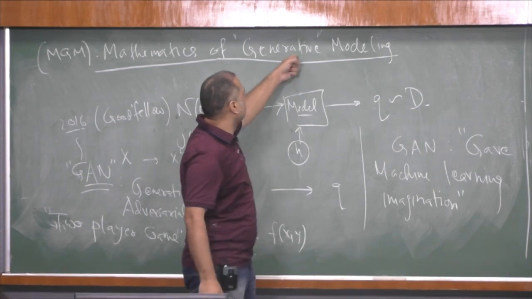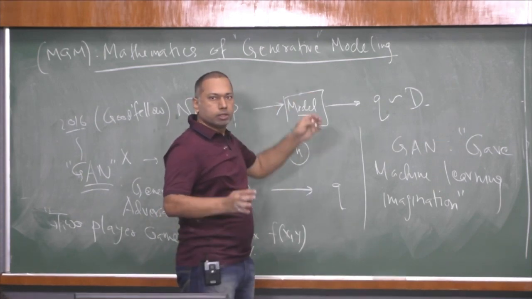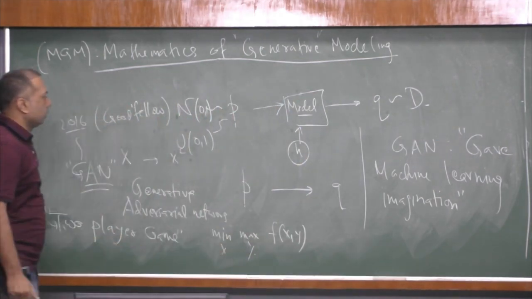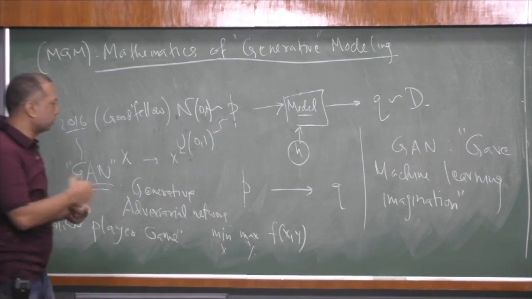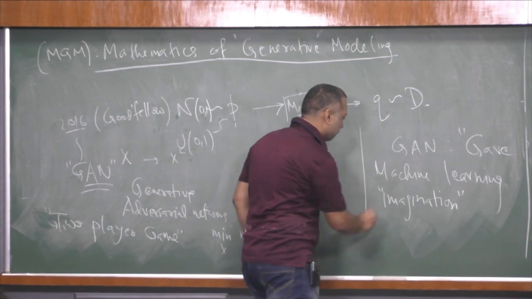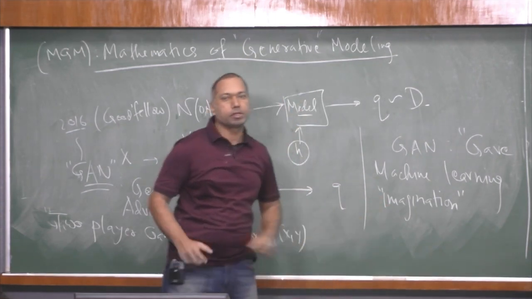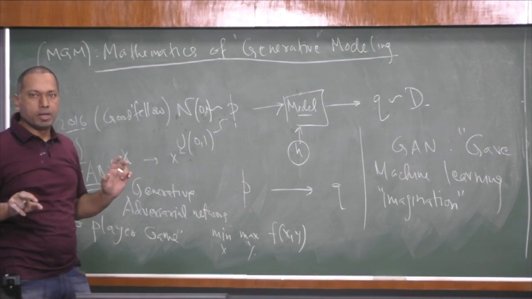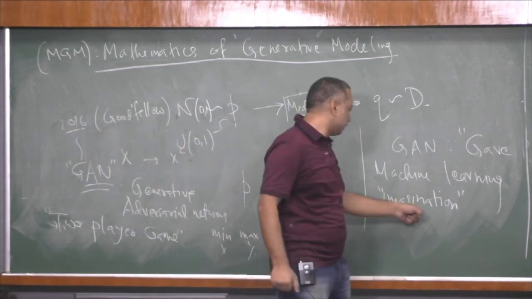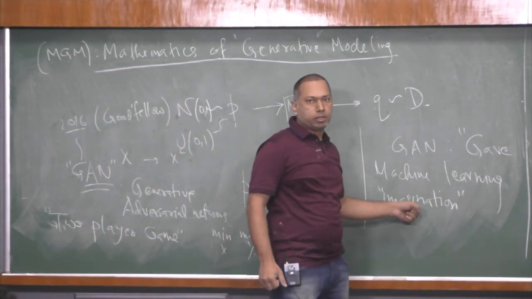What a generative model is doing is imagining things for you. So that's why we say GANs gave machine learning imagination. Now this creates a whole set of applications, right? And the good thing about imagination is that imagination has no boundary.